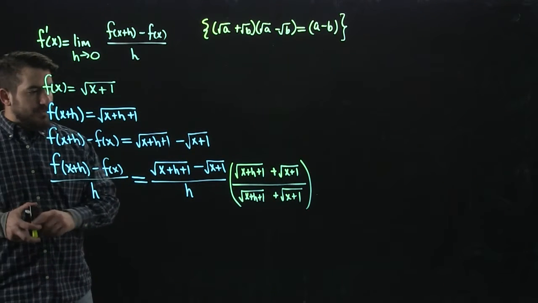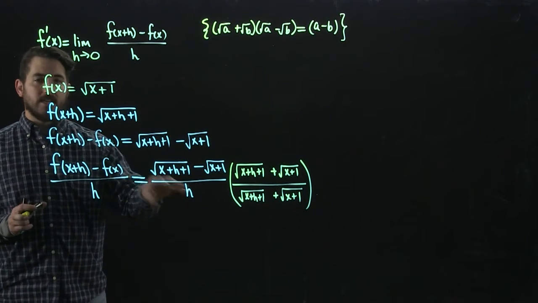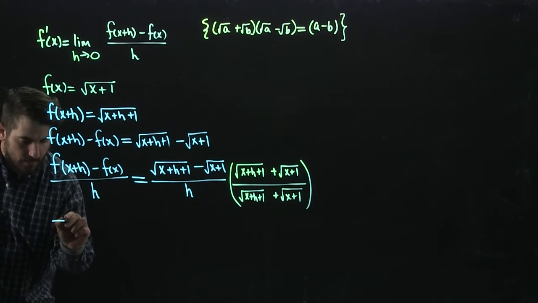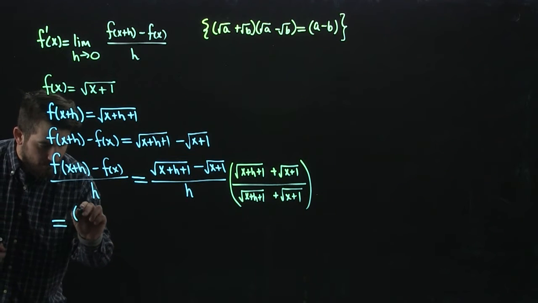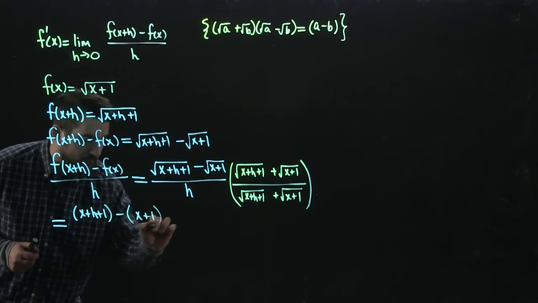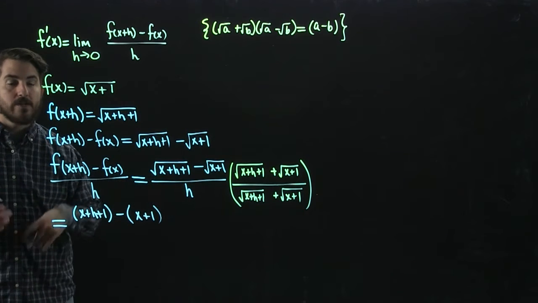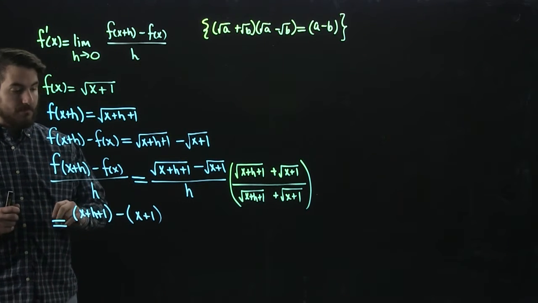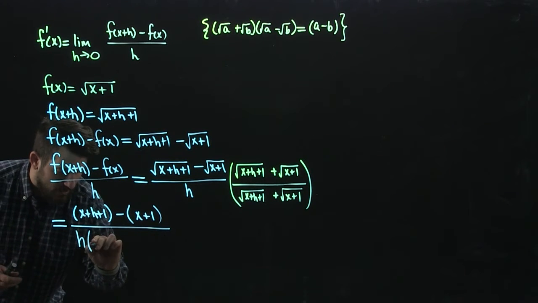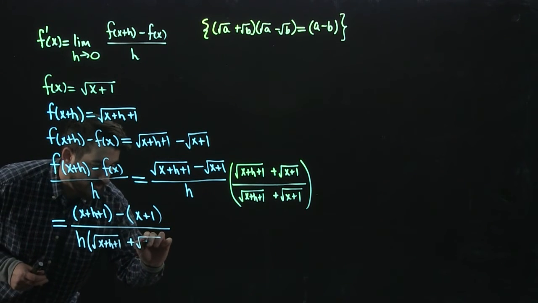Okay? So the top is going to simplify with no radicals. But the bottom, I'm just going to leave the h on the outside. I'm not going to distribute it. So I'm going to move it right here. The top is going to become x plus h plus 1 minus x plus 1. And if you don't believe that, I challenge you to do this product. Expand that out, and you should see that this is the result. Then I divide this by h times the square root of x plus h plus 1 plus the square root of x plus 1.